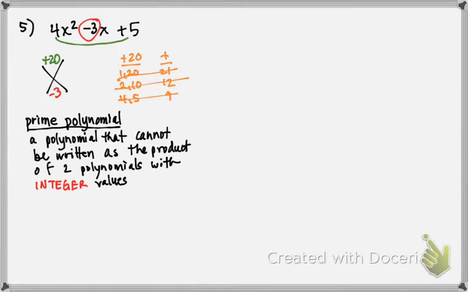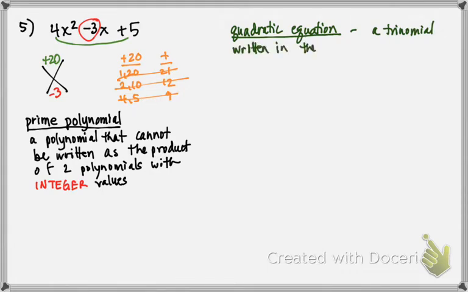And before we leave, I want to go over vocab one more time. You heard me use it throughout this lesson, but I just need to make sure that we all are on the same page. So what we've been talking about are quadratic equations. And we've been talking about them for a couple of lessons now. So it's a trinomial written in the form ax squared plus bx plus c equals 0.